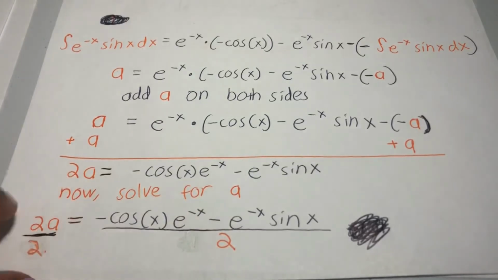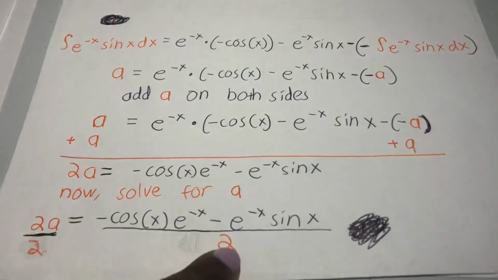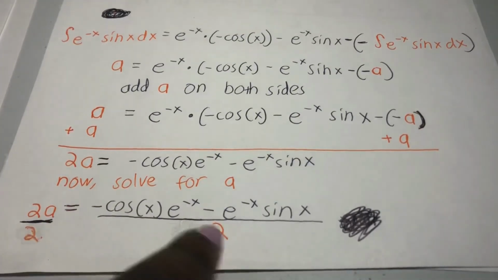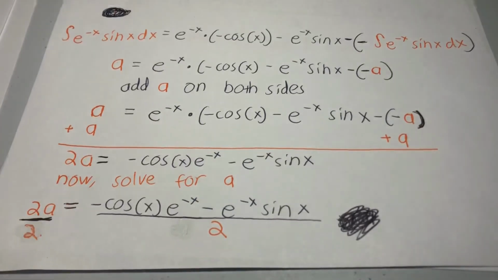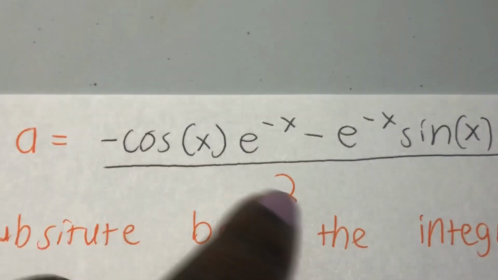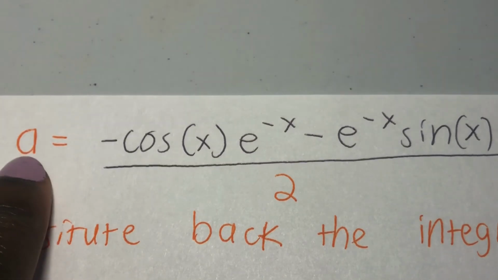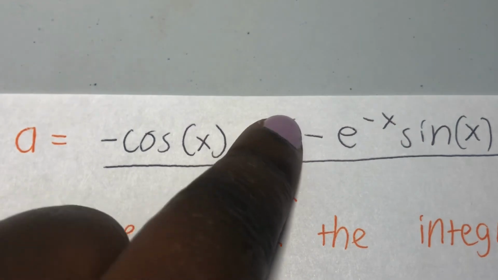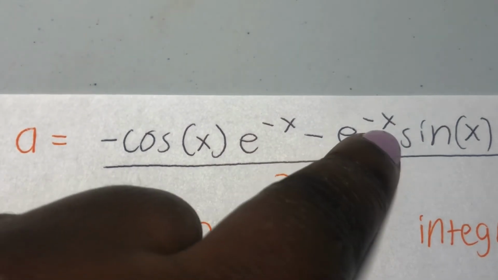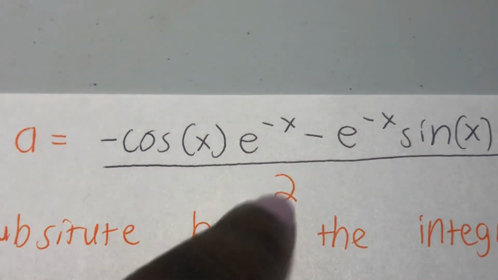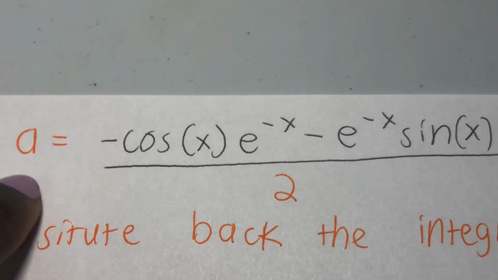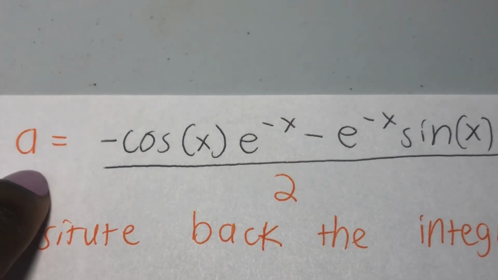We got to solve for a, so we're going to divide 2 on both sides. That's what we have to do to get a by itself. So since we divided 2 on both sides, we got a alone, which is equal to negative cosine x times e to the negative x minus e to the negative x times sine x divided by 2. This was 2a over 2, and the 2 is crossed out, so we just got a by itself. That's what we're aiming for.